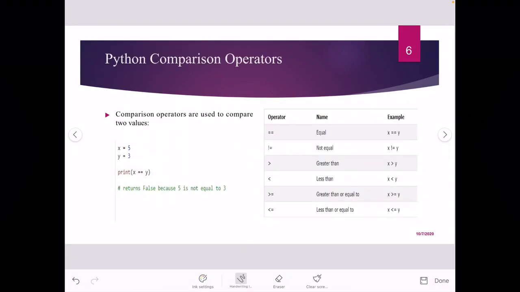Okay, now we have comparison operators. For comparison operators, I don't have to explain, you have equal to, not equal to, greater than, etc. So when you are writing, if you have x equal to 5, y equal to 3, print x equal to y, you will get a boolean value, that is, you will get either true or false.